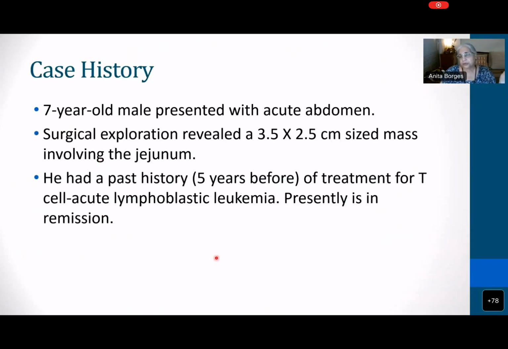This is a 7-year-old male who presented with an acute abdomen, and surgical exploration revealed a tumor, not a very large one, but it was causing obstruction involving the jejunum. This 7-year-old was a survivor. At the age of 2, he was treated for T-cell lymphoblastic leukemia, and he had been in remission. So it was an unfortunate thing that he came with this kind of tumor.